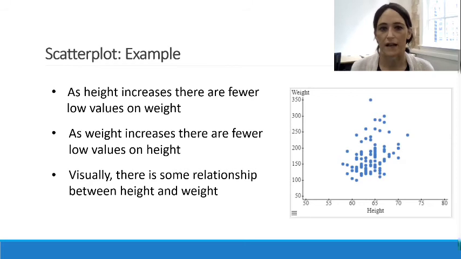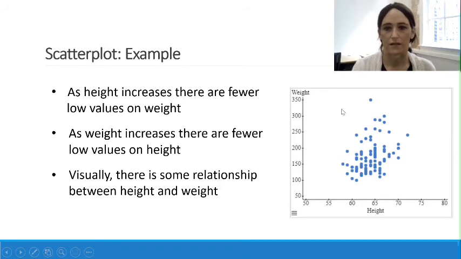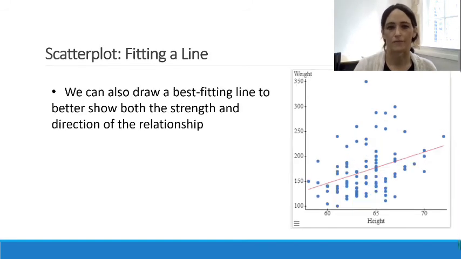You can see here that as height increases on the scale, we're seeing fewer low values, right? So as we move this way, we're generally seeing fewer low values. And as weight increases, notice that we're seeing fewer low values on height. So, okay, overall, we have a sort of upward linear trend. And as height is increasing, weight is increasing, and vice versa. As weight is increasing, height is increasing. Okay, so there's some relationship between height and weight. We can see that visually, but how can we then quantify that?